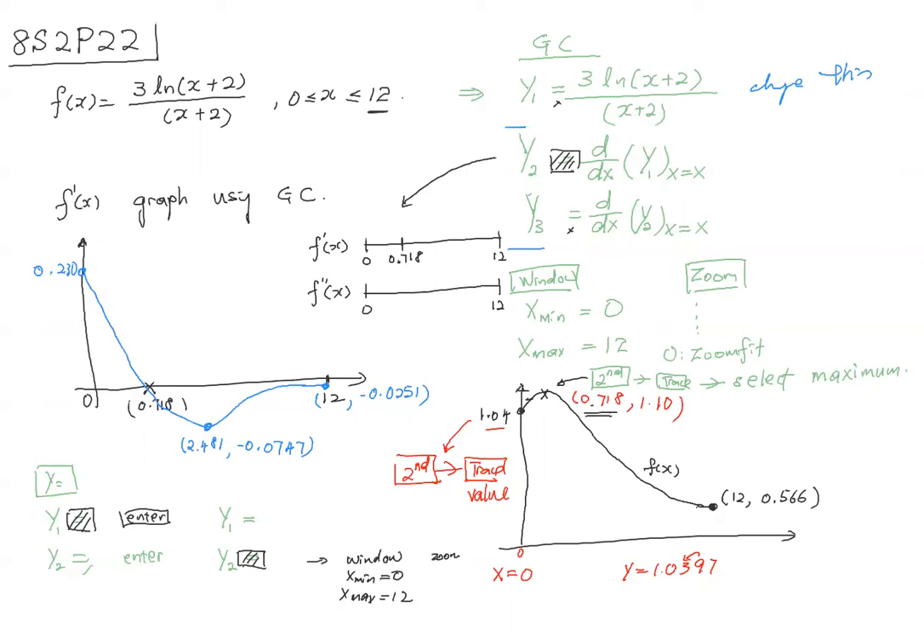So if you look, f prime x is positive from 0 to 0.718 because the graph is above the x-axis. So positive. And after 0.718, up to x equals 12, the graph is below the x-axis, so it's negative.